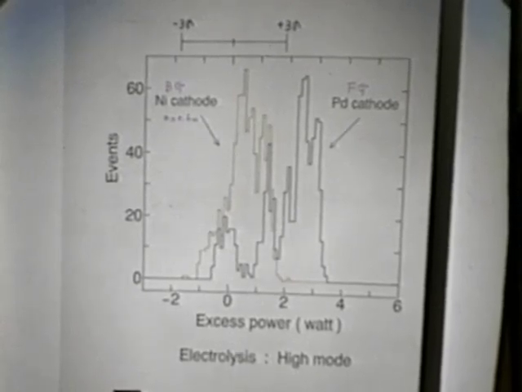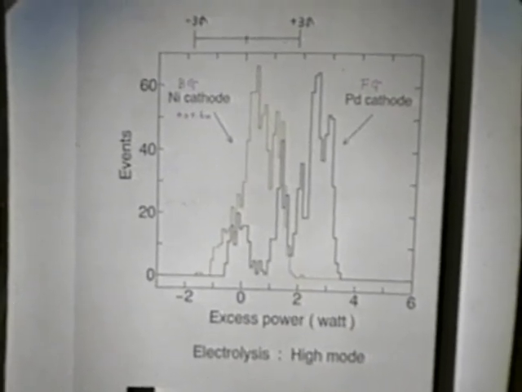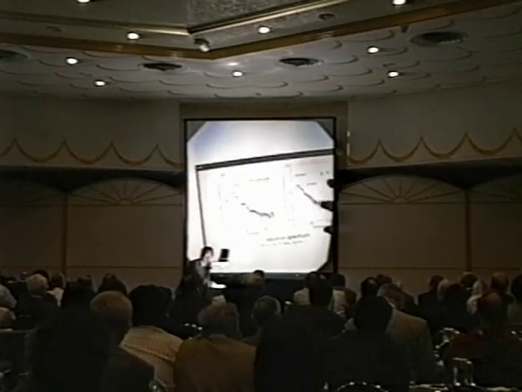And if we compare this nickel data for power balance distribution with the foreground data using a palladium cathode, we can see a very clear difference between the two. And this is the 3 sigma band. So these events are taking place beyond 3 sigma. So we can say with a 99% confidence level, or more, we have excess heat here.